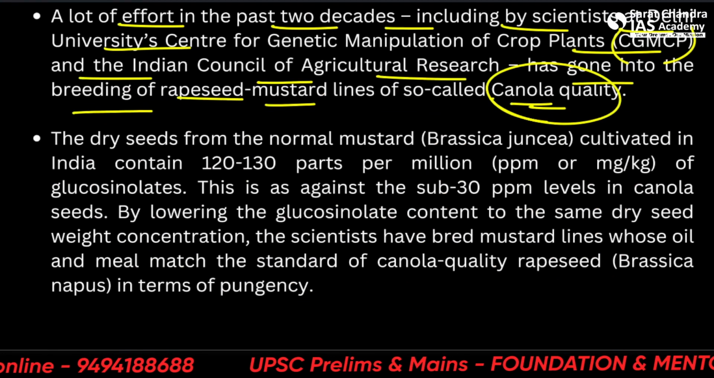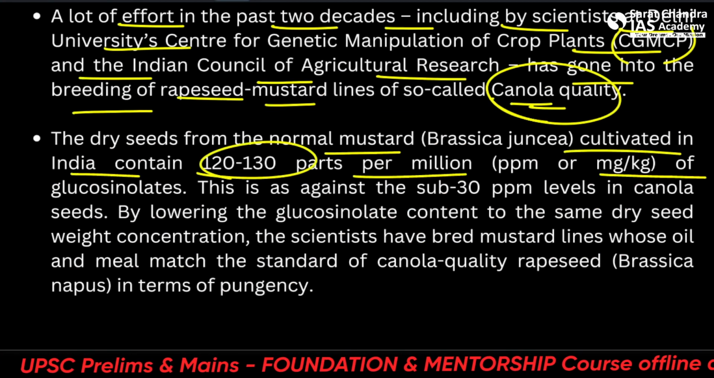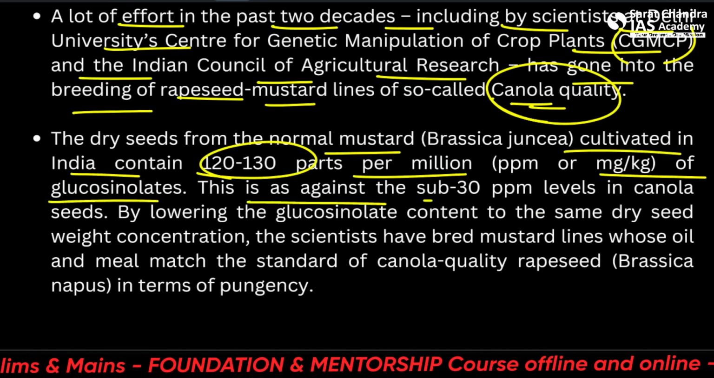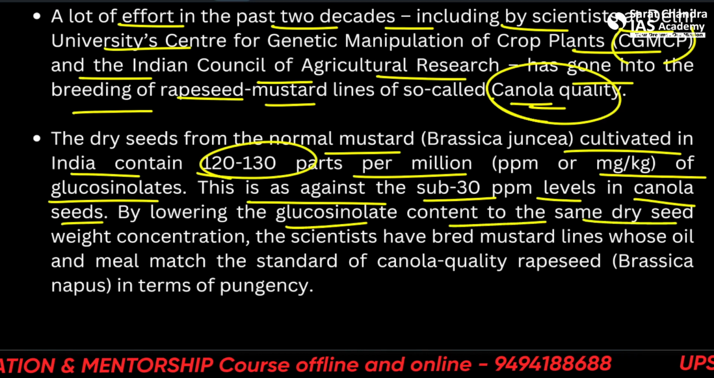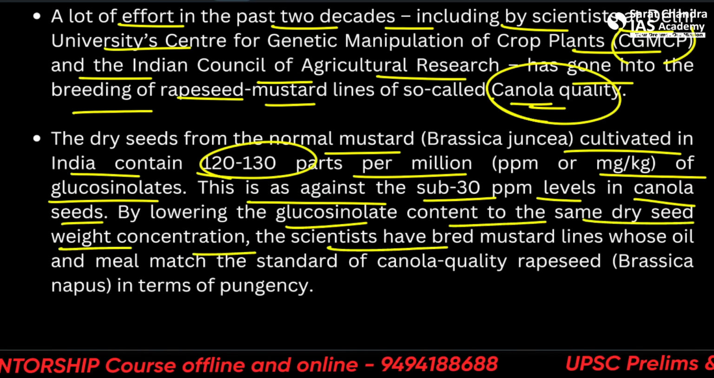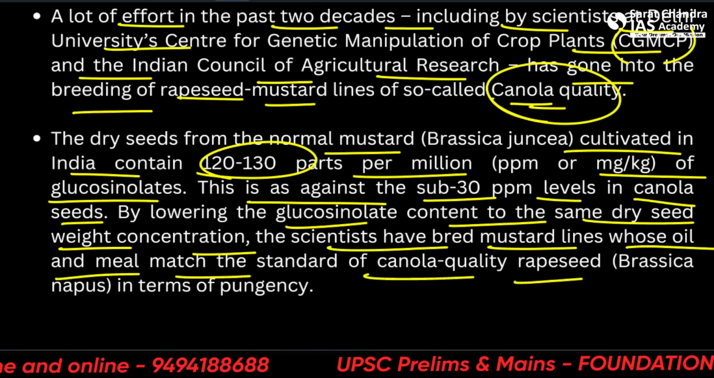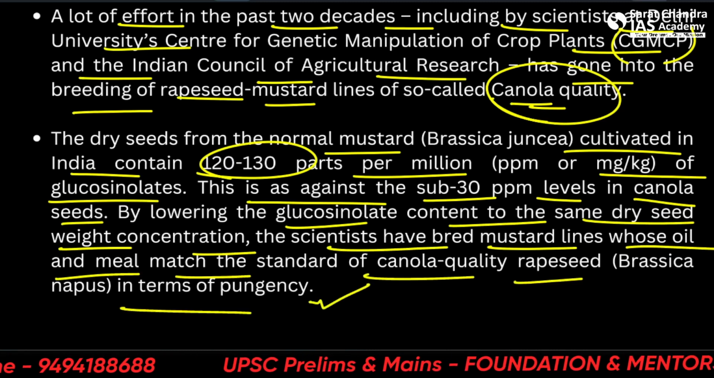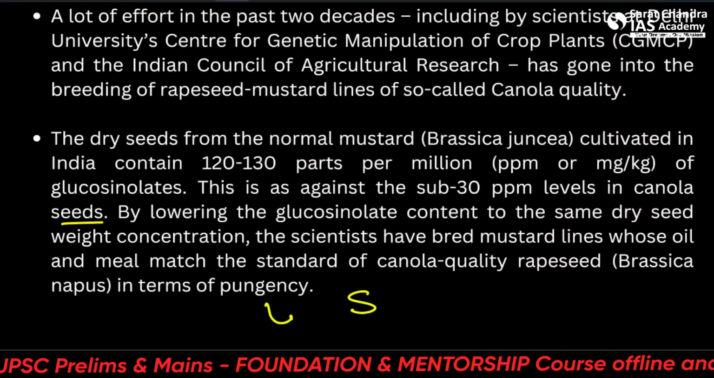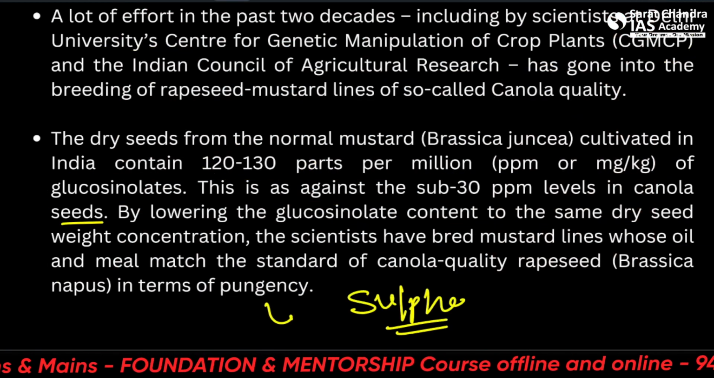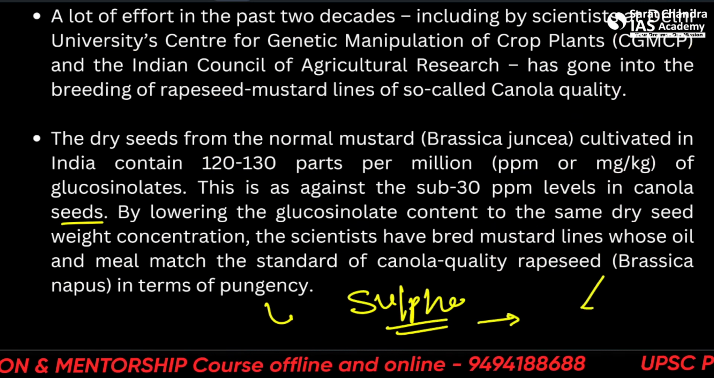So the dry seeds from the normal mustard cultivated in India contain 120 parts per million of glucosinolates. This is against the sub 30 ppm levels in canola seeds. By lowering the glucosinolates content in the dry seed weight concentration, the scientists have bred mustard lines whose oil and meal match the standard of canola quality rapeseed in terms of pungency. What is pungency? Pungency is a smell, okay, because of the sulfur. It is sharp to the nose. So when you cook something in mustard, it is a little sharp to your nose.